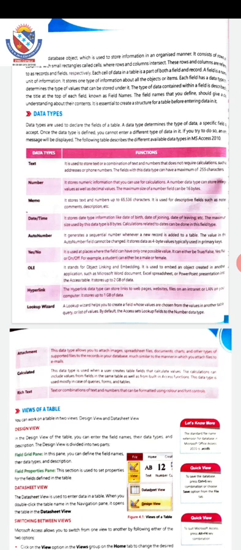Calculated. This data type is used when a user creates table fields that calculate values. The calculation can include values from fields in the same table as well as from built-in Access functions. This data type is used mostly in queries, forms, and tables. In the calculated data type, you perform the calculation within the table.